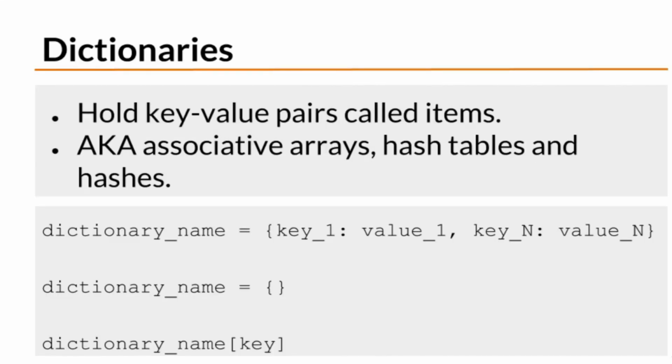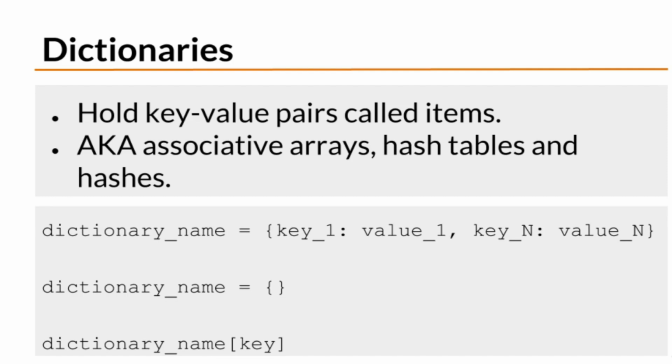A dictionary is a data type that holds key-value pairs. These key-value pairs are called items. You'll sometimes hear dictionaries referred to as associative arrays, hashes, or hash tables. Dictionaries are created using comma-separated items between curly braces.